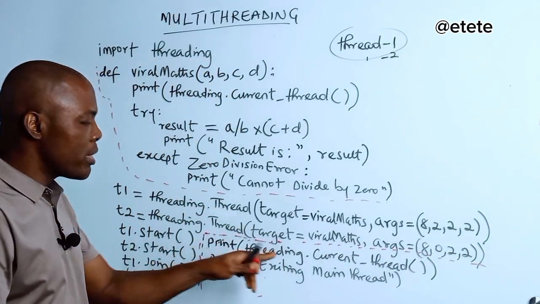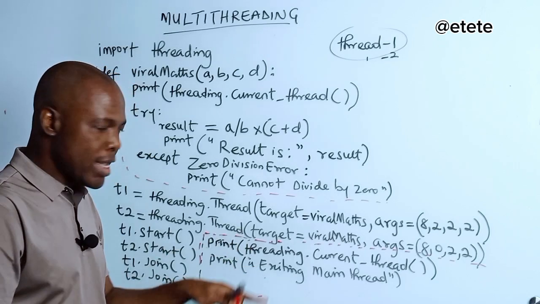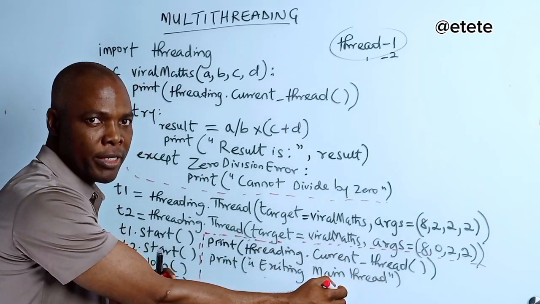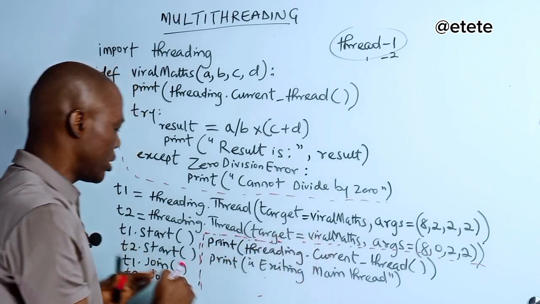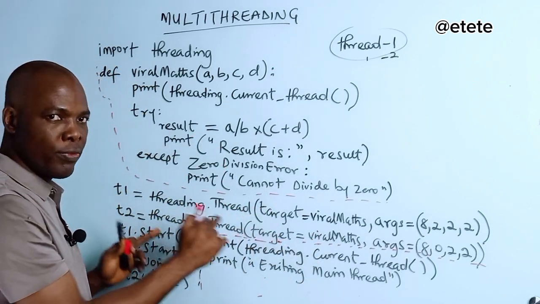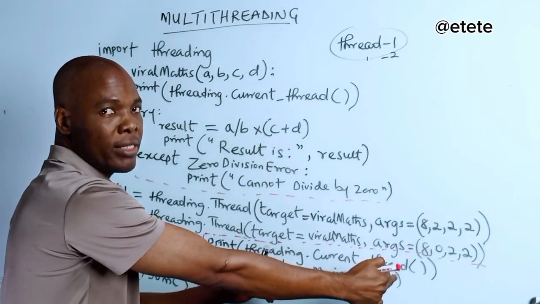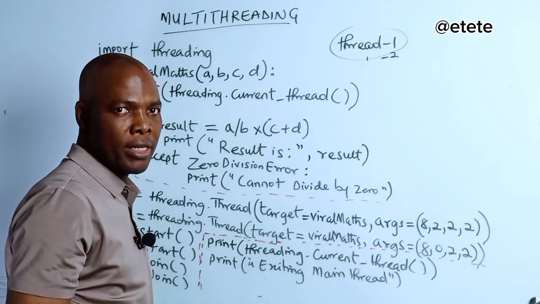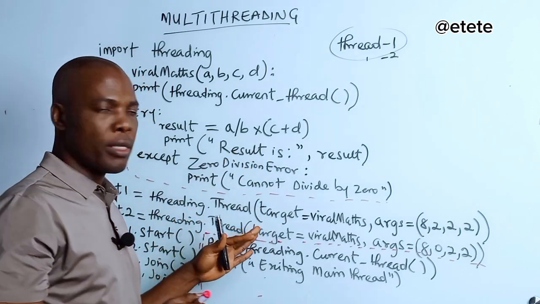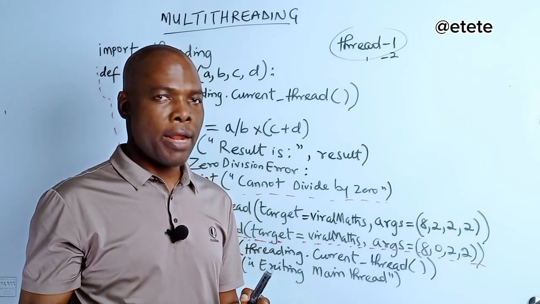Now, this one will print out the name of the thread, and the name of that thread is the main thread. Then it will not exit that main thread. So this will not print until these two threads, which is what T1 and T2 that we've created, carry out this task. Then it will now print out the main thread. Then it will print out exiting main thread. So this is the concept of what? Multi-threading, where the threads are running concurrently, right?